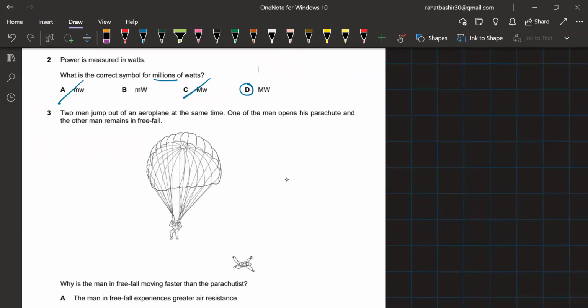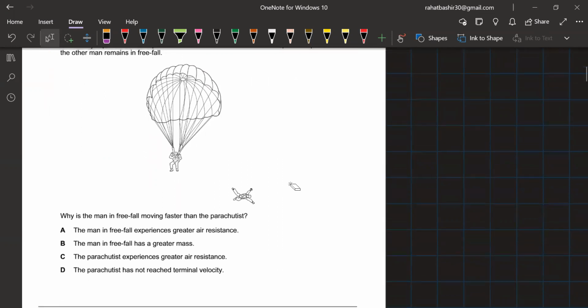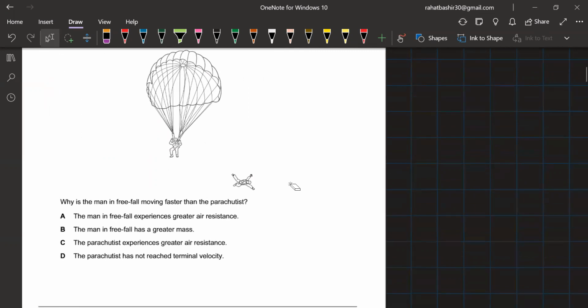Just erase this. Okay. Question number 3. Two men jump out of an aeroplane at the same time. One of the men opens his parachute and the other man remains in free fall. Why is the man in free fall moving faster than the parachutist? Option A, the man in free fall experiences greater air resistance. No. Resistance, no. Then he wouldn't be moving faster.